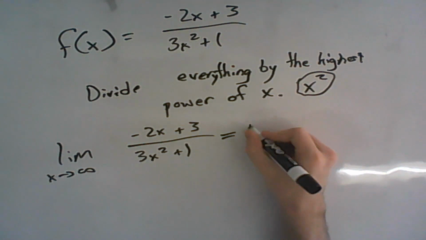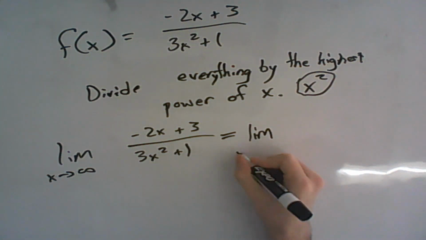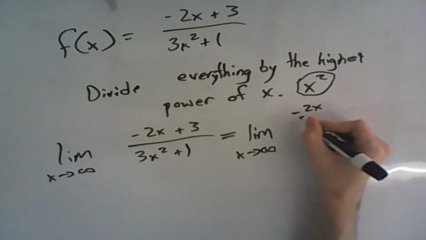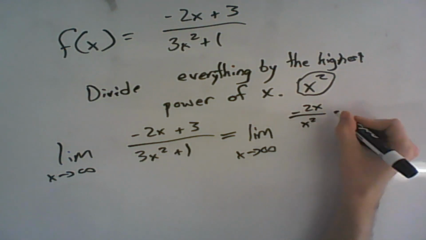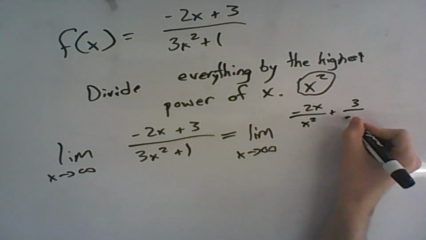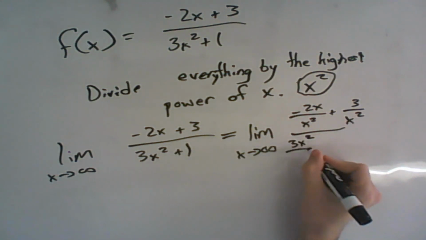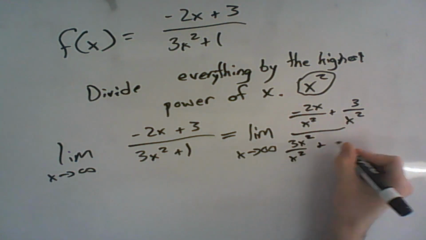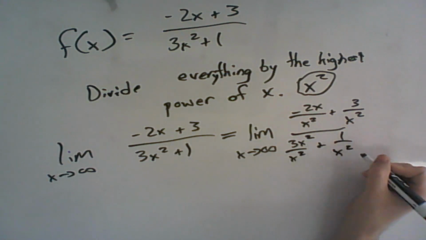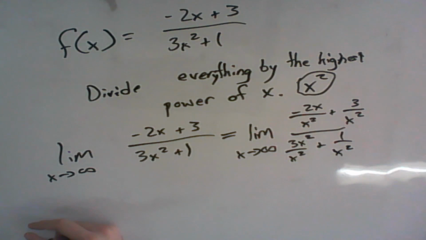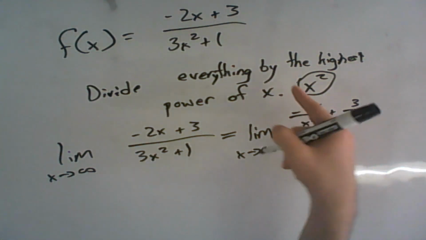So we get our limit as x approaches infinity. So we're going to have negative 2x divided by x squared plus 3 over x squared, over 3x squared over x squared plus 1 over x squared. Okay, so basically I divided everything by x squared, and then I'm going to simplify that.